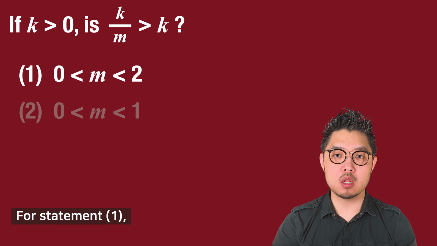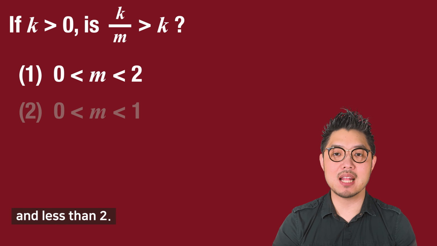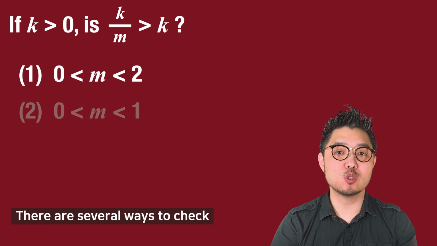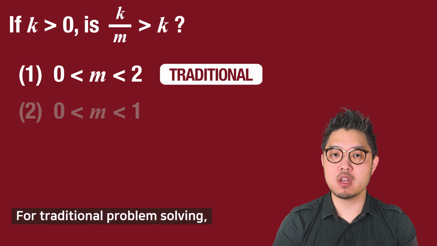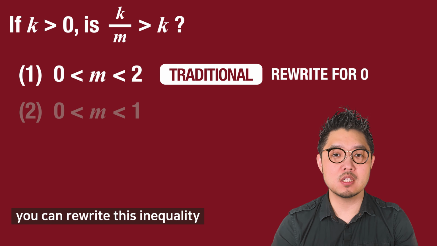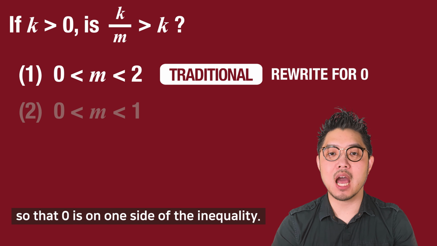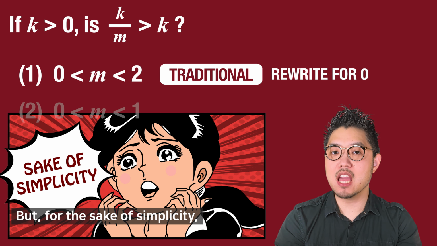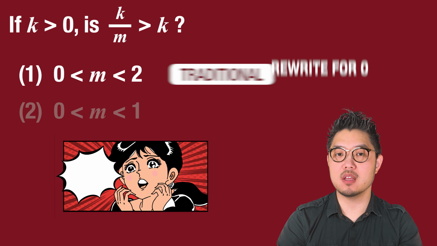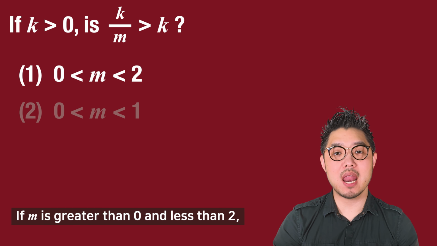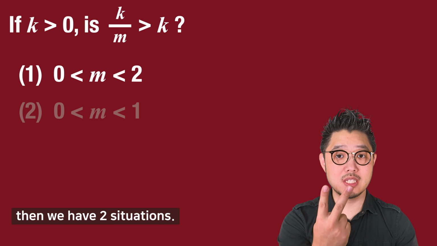For statement 1, m is greater than 0 and less than 2. There are several ways to check this statement's data sufficiency. For traditional problem solving, you can rewrite this inequality so that 0 is on one side of the inequality. But for the sake of simplicity, let us approach this problem by thinking logically. If m is greater than 0 and less than 2, then we have two situations.